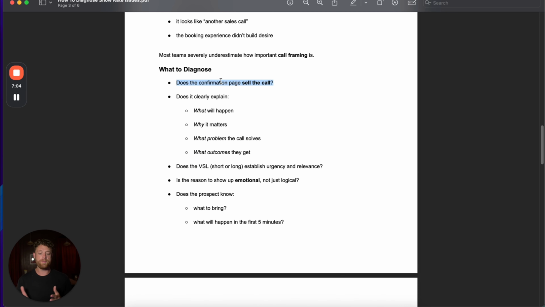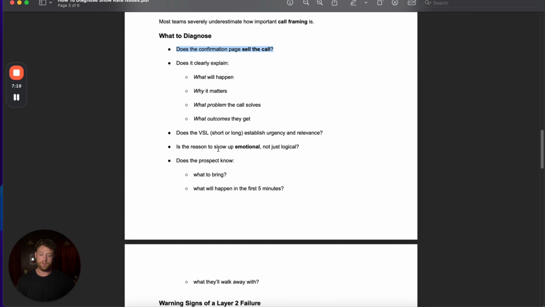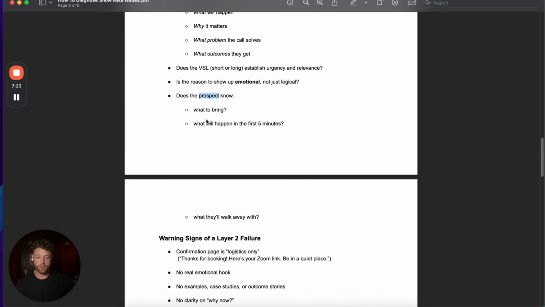Now, does the VSL establish urgency or relevance? Before booking the call, do they already have urgency? Do they know that they are a perfect fit for this? And do they understand, again, what is that outcome that they're going to achieve? Now, is the reason to show up emotional? We already talked about that. And then does the prospect know what to bring, what will happen in the first 5 minutes, and what they'll walk away with?